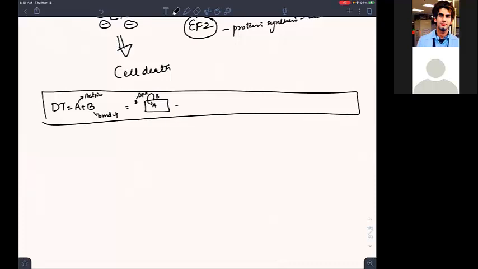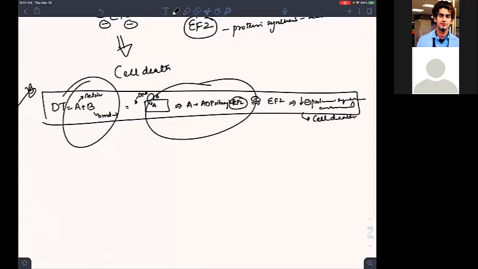Now this A, what will happen? A will do ADP ribosylation of elongation factor 2, which leads to inhibition of elongation factor 2, which leads to decrease or inhibition of protein synthesis inside the cell, which will lead to cell death. This one statement will make a difference. Any question asked from any point, you'll be able to answer.